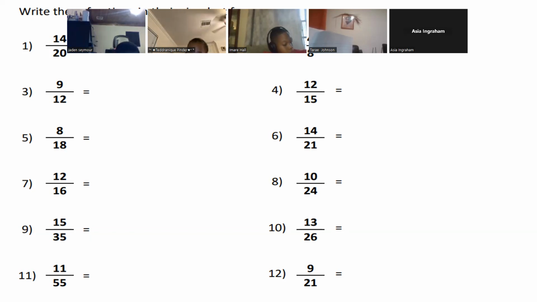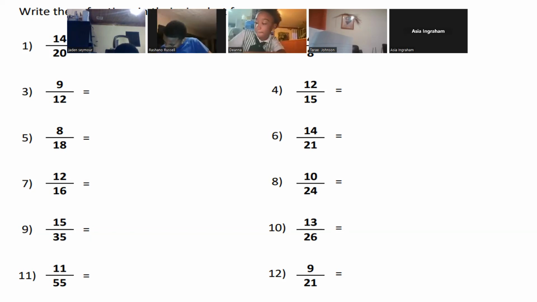I'm on number 7. 7, okay. I'm done fixing. Take a picture of it and send it again.